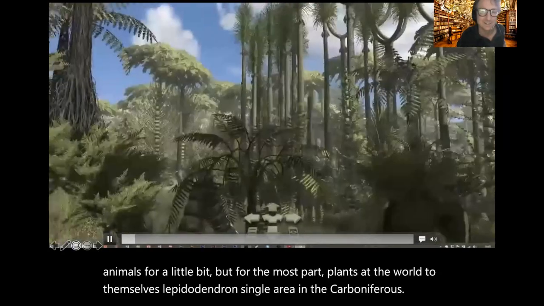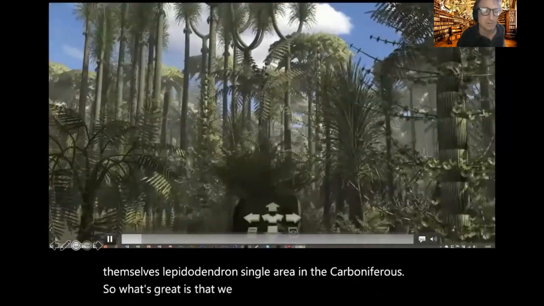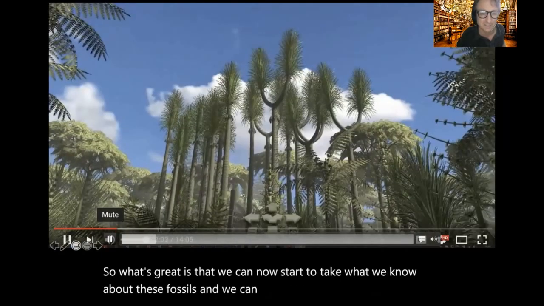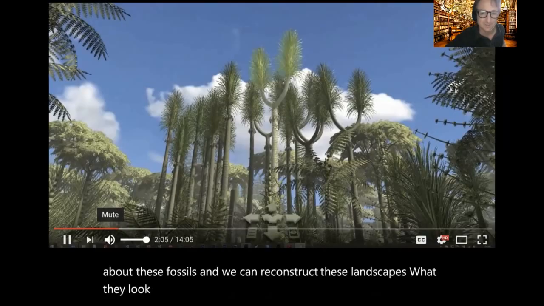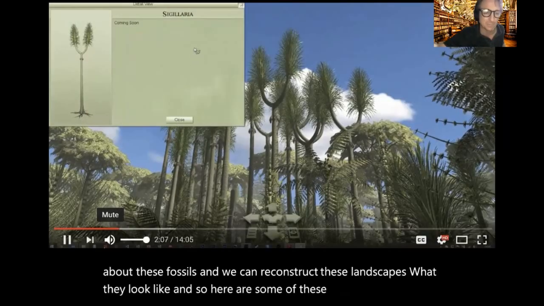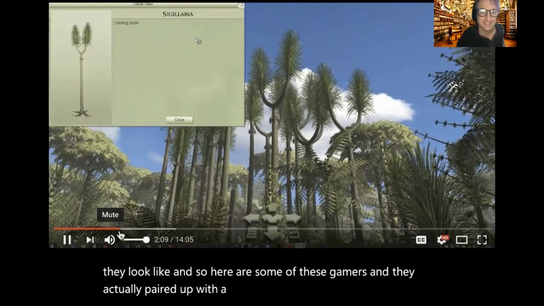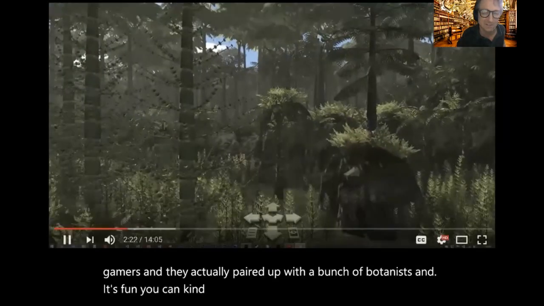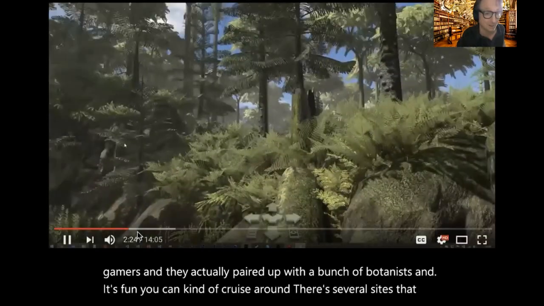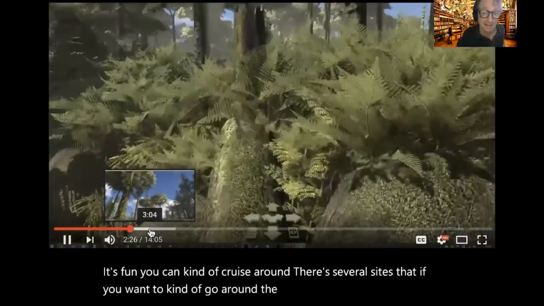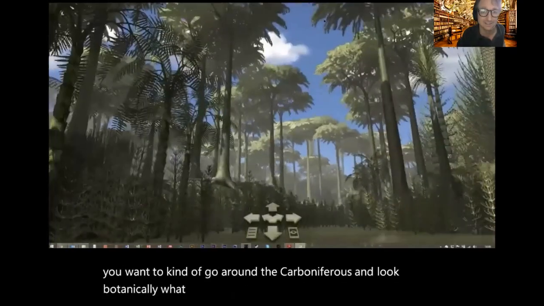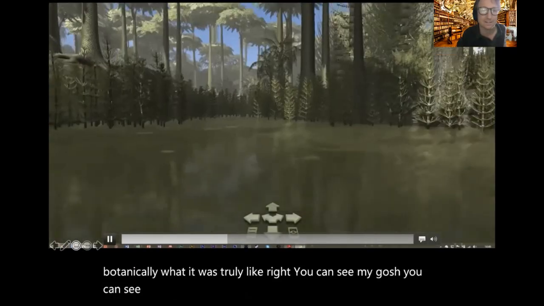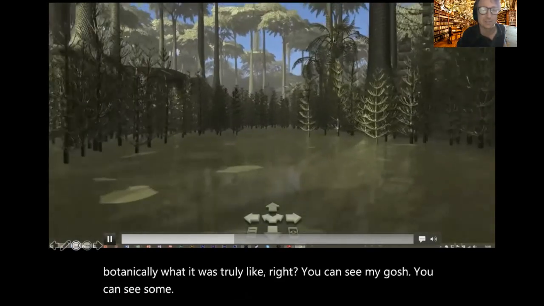So what's great is that we can now take what we know about these fossils and reconstruct these landscapes, what they look like. And so here are some of these gamers, and they actually paired up with a bunch of botanists, and it's fun. You can cruise around. There are several sites where you can go around the Carboniferous and look at what it was botanically truly like, right? Oh my gosh, you can see some that looks like some Equisetum there.